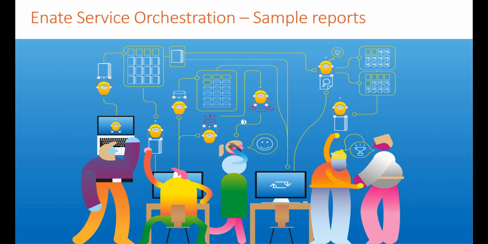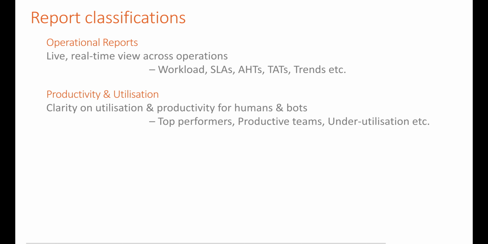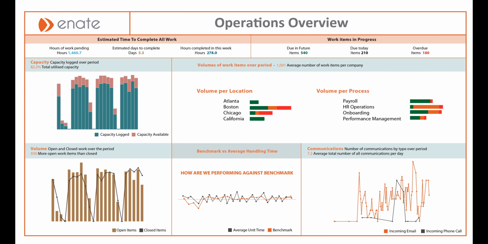Reports in Enate are delivered via Tableau in real time and are available for use when you buy Enate. They are configurable depending on business needs. Reports are broadly classified into 4 groups. Day-to-day operational reports are a real-time view of your business. These cover items such as workload, volumetrics, timeliness, trends, turnaround times, TAT, actual handling times, and so on.